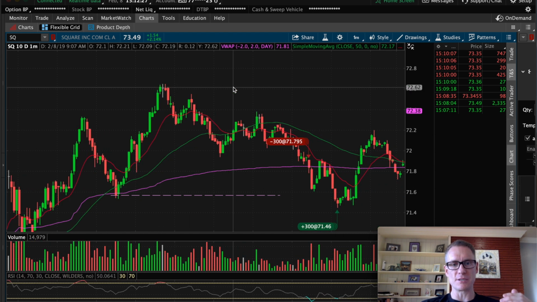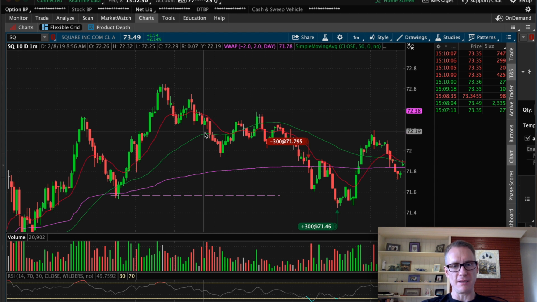I was using my alerts, setting alerts, and if it would break the alert, I'd take a look at it, assess it, see if we were moving down towards the VWAP, and then if we were, I'd set another alert a little lower, and that way it just sort of kept me in a groove of coming back and checking on Square throughout the day.